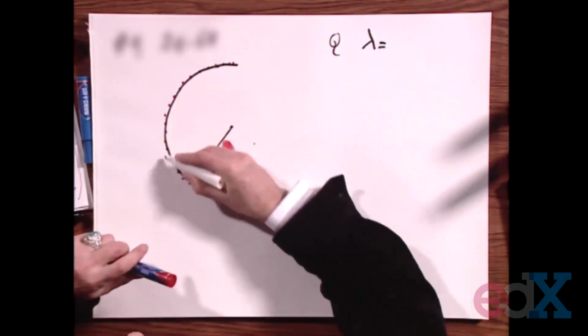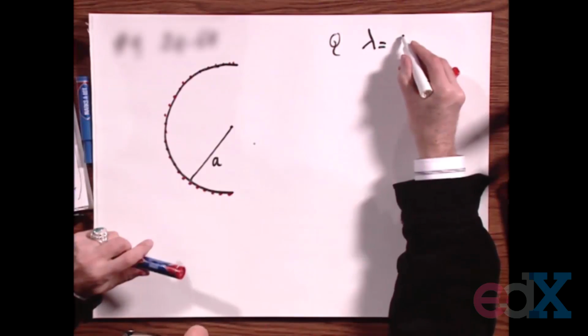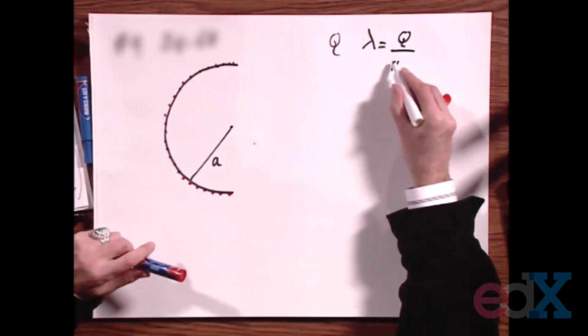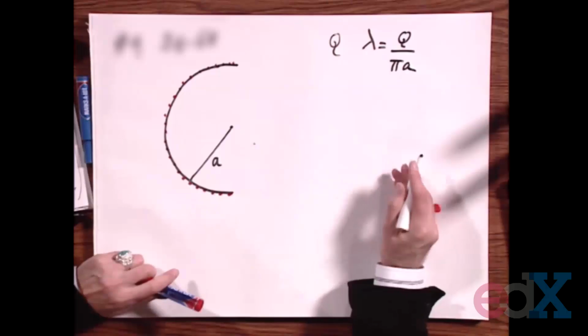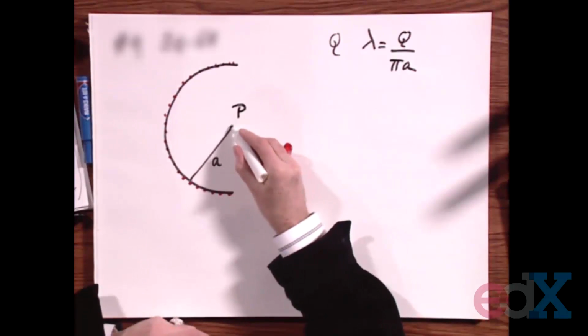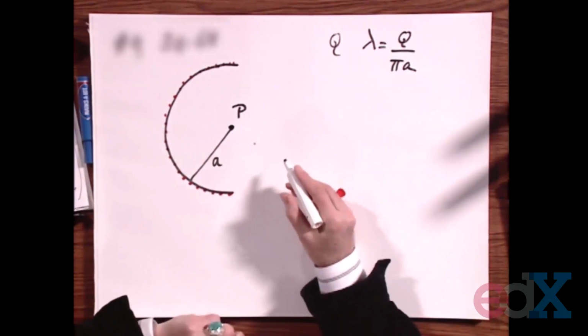on how many coulombs there are per meter, lambda would be Q divided by half the circumference, so that is pi A. And now you're being asked, what is the potential at that point P, right at the center of that arc?